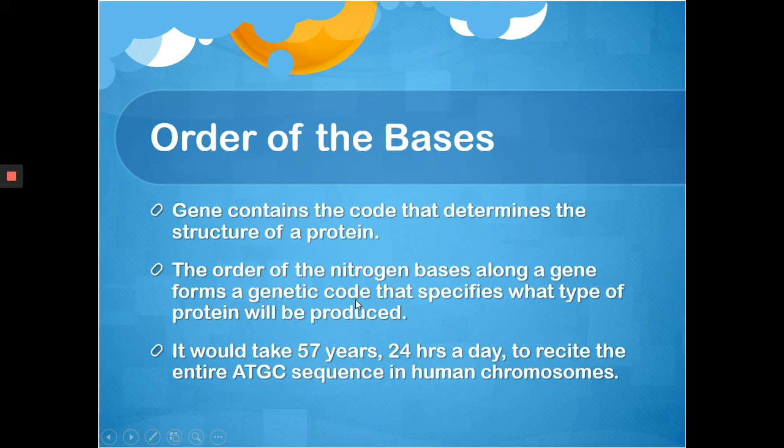Just to give you an idea of how large the ATGC sequence is, if somebody was going to recite the entire sequence on all 46 chromosomes, it would take them 57 years if they did it 24 hours a day, 7 days a week, nonstop. It would take 57 years to go through the entire sequence. So we're talking about a lot of base pairs.